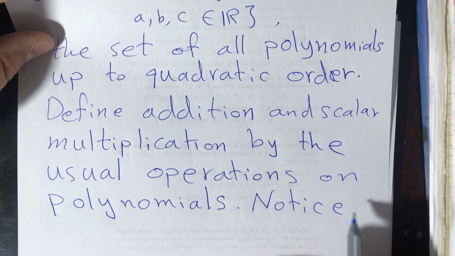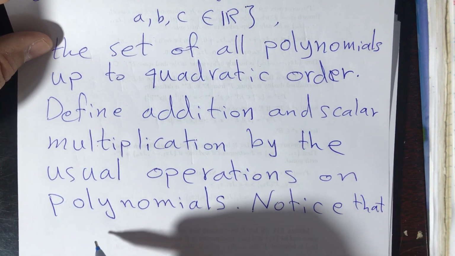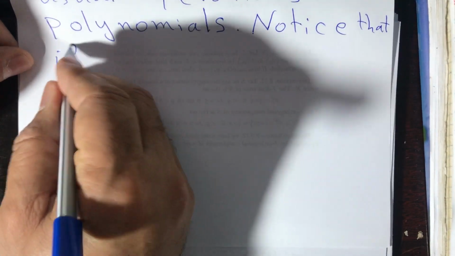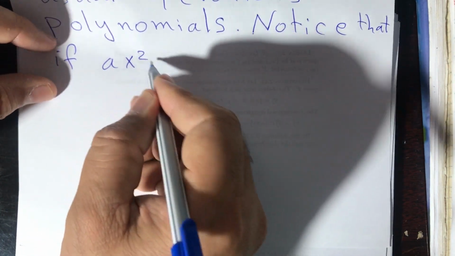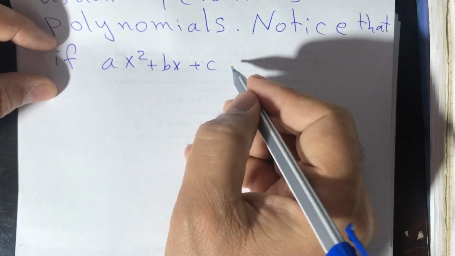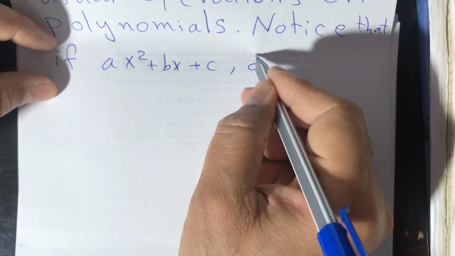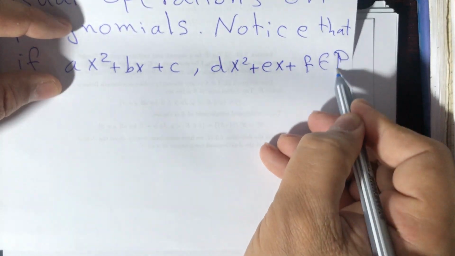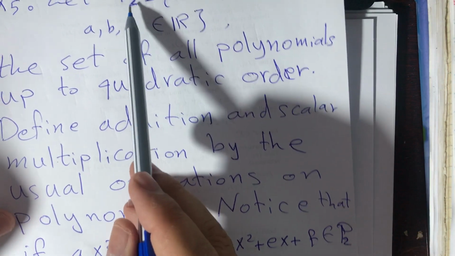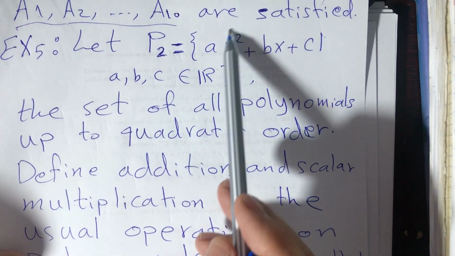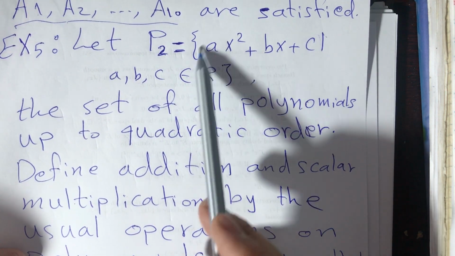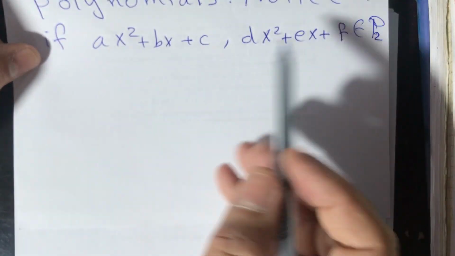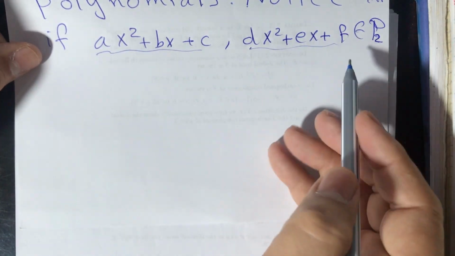Notice that if ax squared plus bx plus c and dx squared plus ex plus f belong to P2, this space we defined previously, with x squared, x, and the constant term, with coefficients a, b, c. We take two vectors in this space, P2. This is the first vector, and this is the second vector.